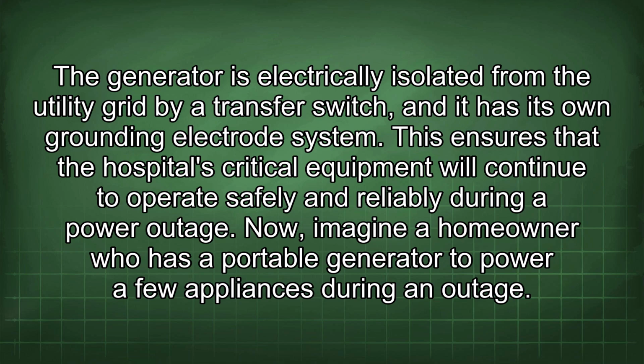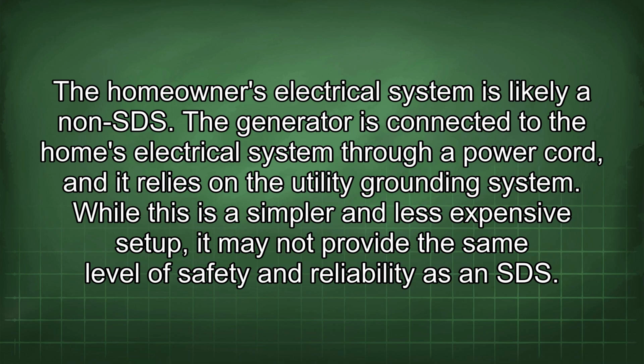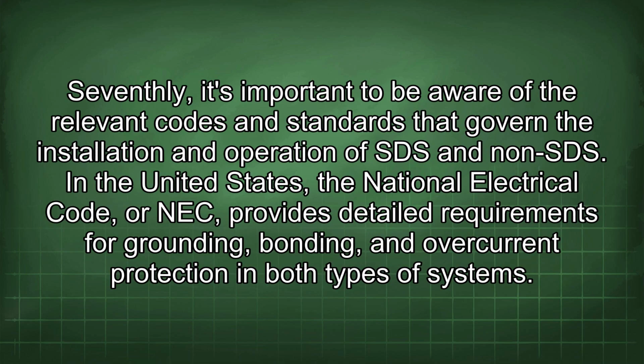Now imagine a homeowner who has a portable generator to power a few appliances during an outage. The homeowner's electrical system is likely a non-SDS. The generator is connected to the home's electrical system through a power cord, and it relies on the utility grounding system. While this is a simpler and less expensive setup, it may not provide the same level of safety and reliability as an SDS. Seventhly, it's important to be aware of the relevant codes and standards that govern the installation and operation of SDS and non-SDS.